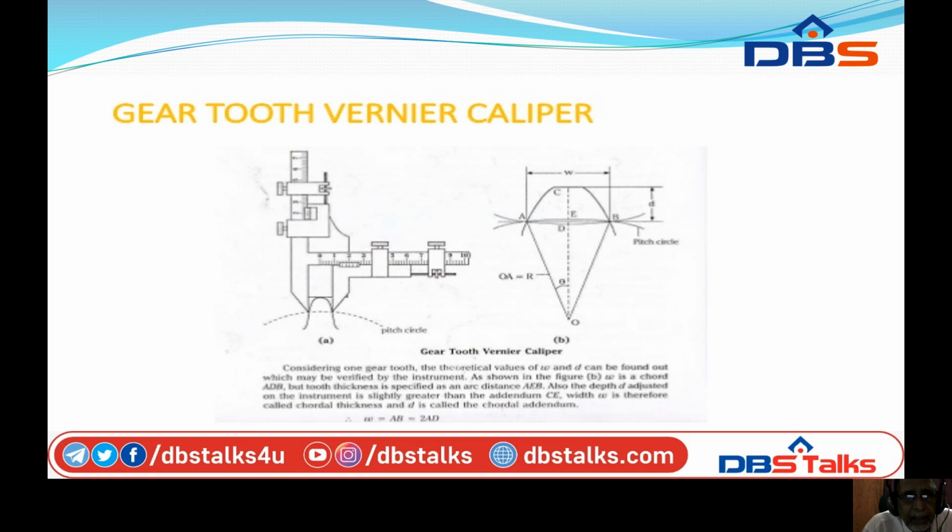So we can see here in the vertical way we can measure the height of this gear tooth, and in the horizontal way, there is a horizontal scale. In the horizontal scale we can see the width of the gear tooth. At the vertical vernier, we can measure the height of the gear tooth.